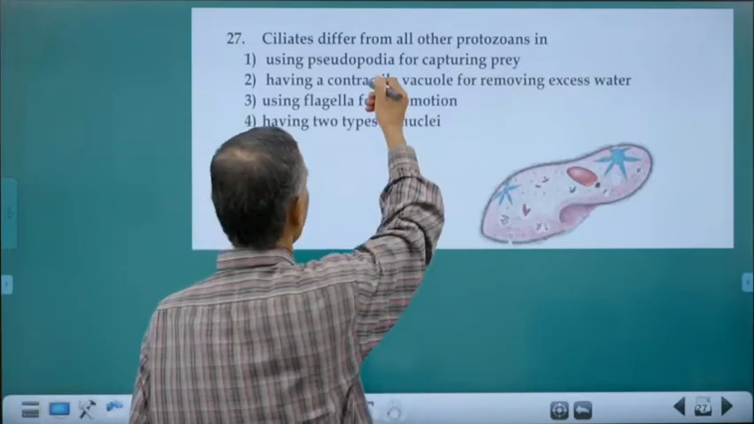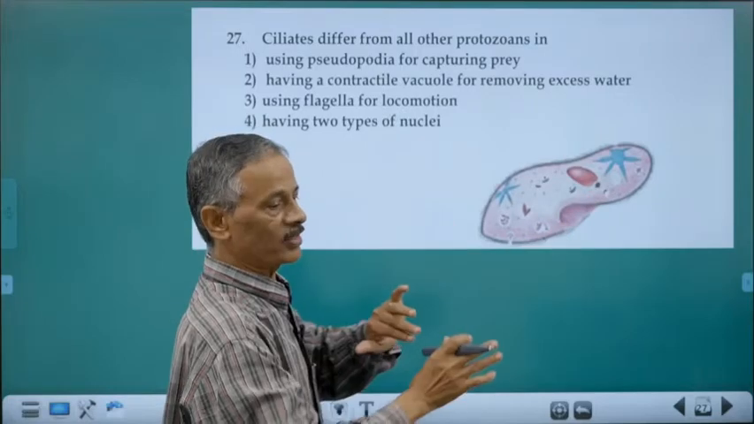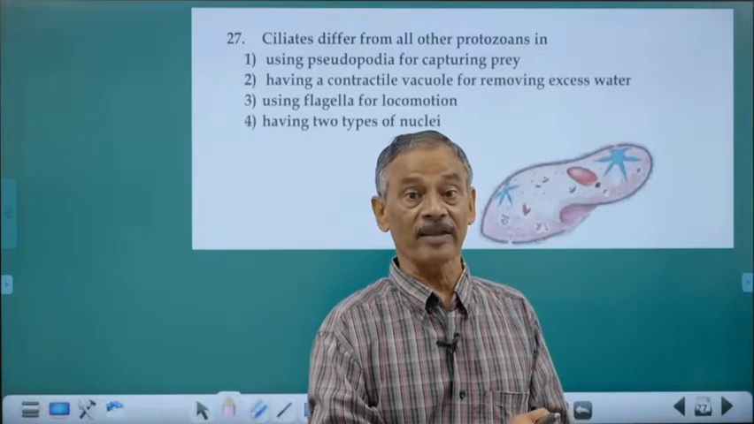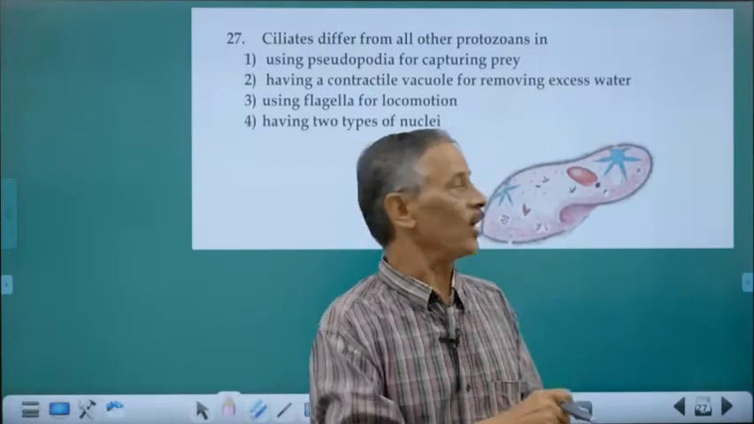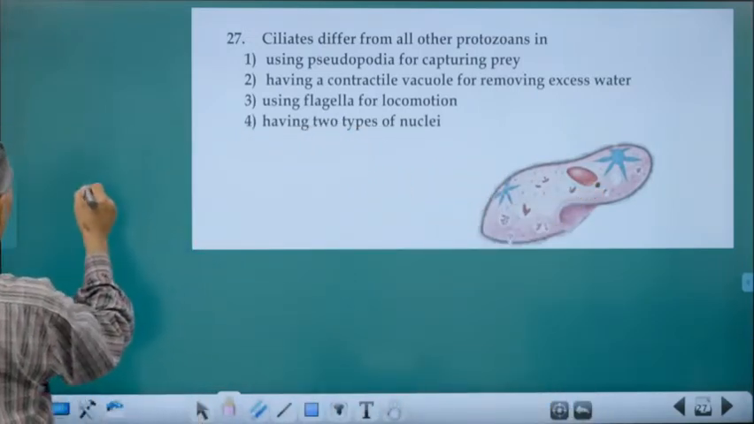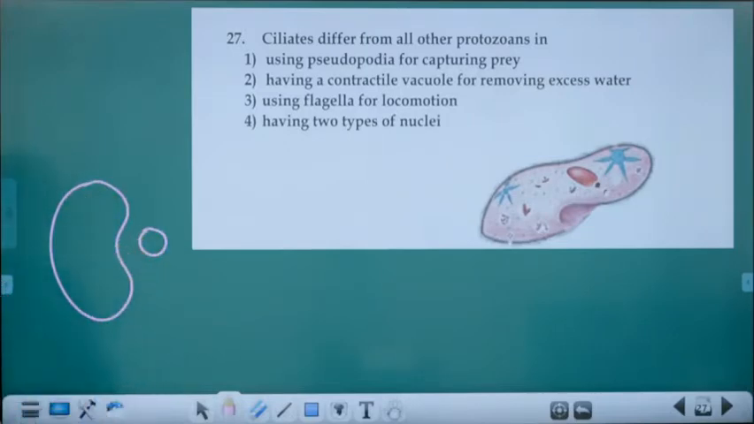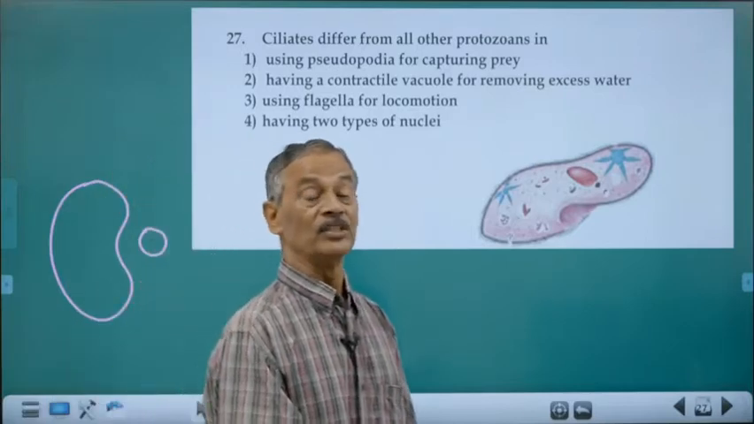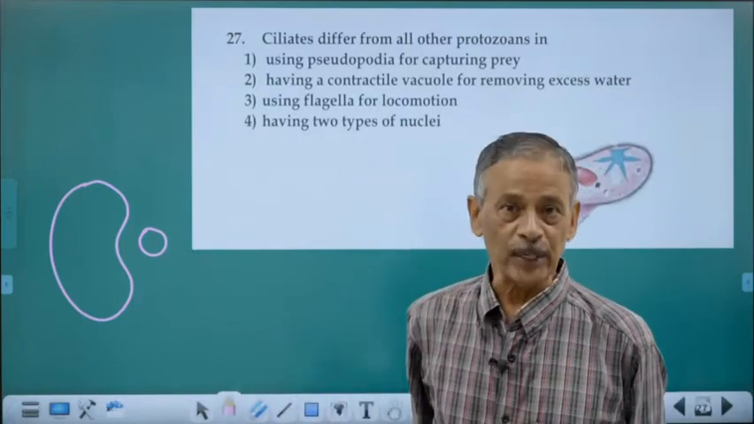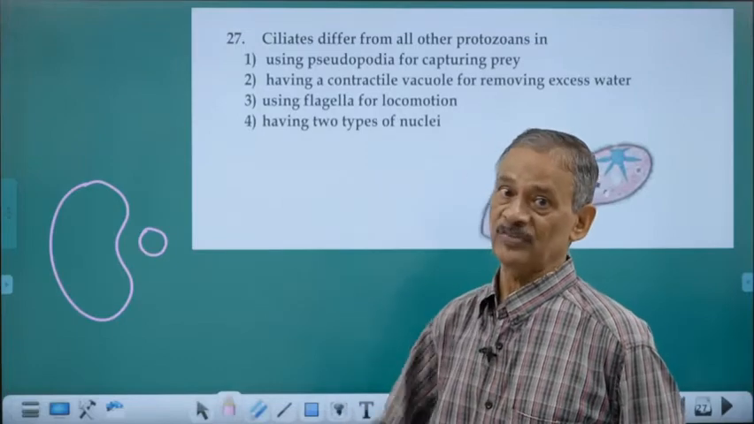Ciliophorans have advanced features. They definitely have a dorsal side, ventral side, anterior, posterior, etc. But the most important feature is that they all have nuclear dimorphism. You have 2 nuclei: a large kidney-shaped macronucleus which controls the vegetative activity, so it's called the vegetative nucleus, and a very small, round reproductive nucleus. So, nuclear dimorphism is characteristic.